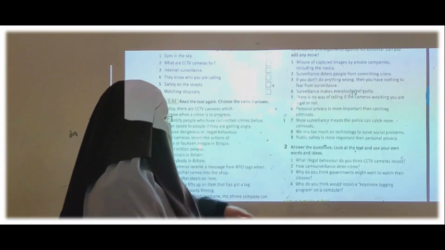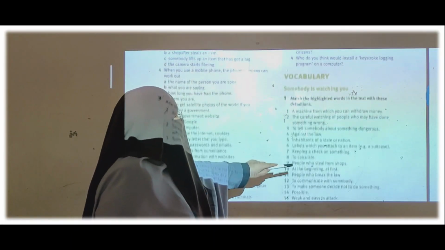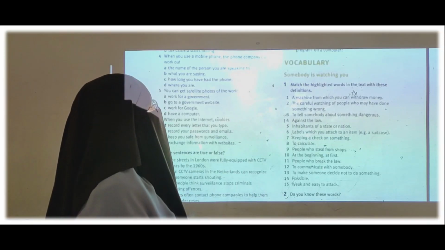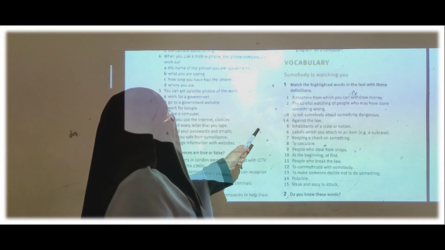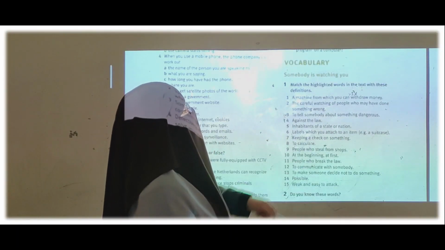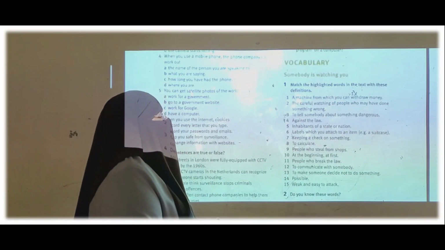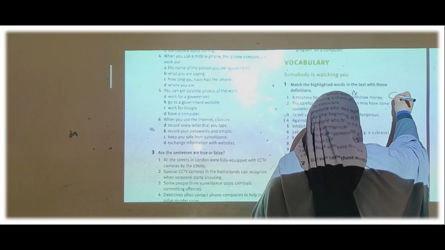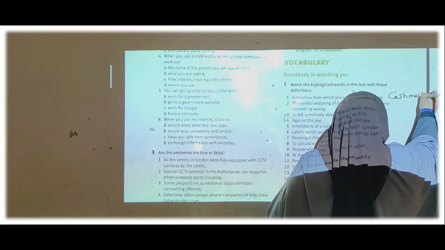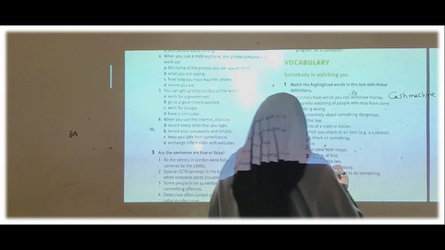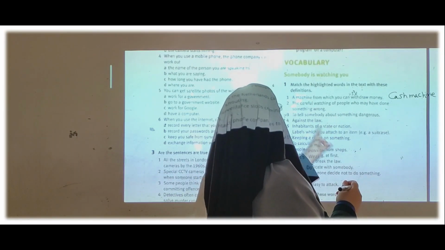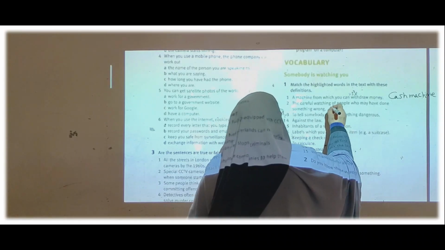Here is the match vocabulary. Here are the meanings of the words and definitions. Let's start with number one. A machine from which you can withdraw money. What is a machine from which you can withdraw money? We can say it is a cash machine. Cash machine. The careful watching of people who may have done something wrong, this is surveillance.